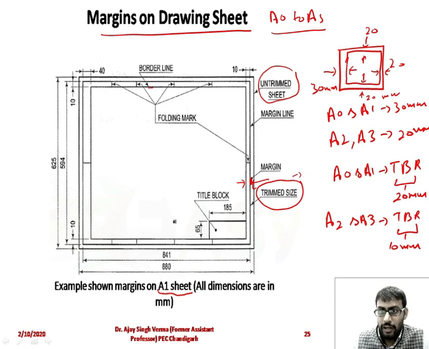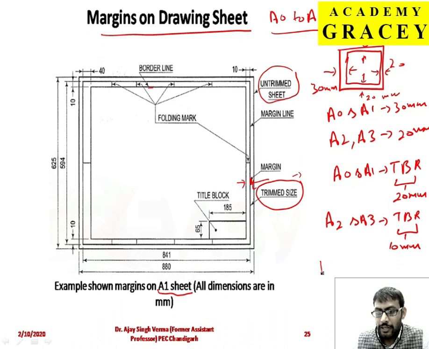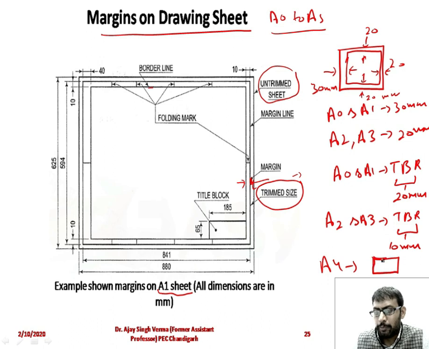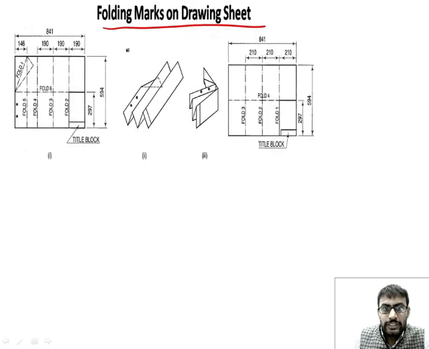We will not talk about A4. Basically, the A4 sheet we will only use for print media. So these are the folding marks on your drawing sheets. You can see figure 1, figure 2, and figure 3, and this is figure 4. In figure 1 you can see the folding marks here. These are fold 1, fold 2, fold 3, fold 4, fold 5, and fold 6.